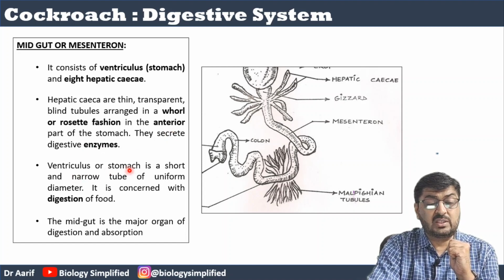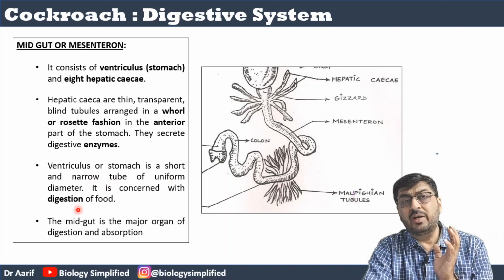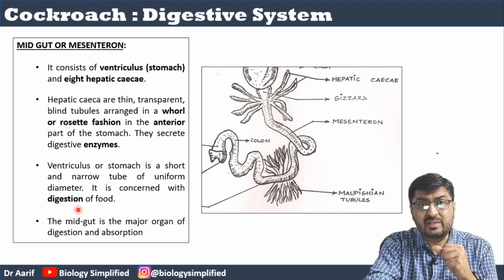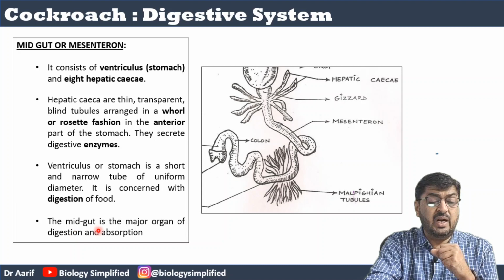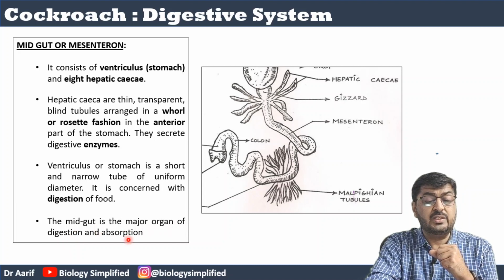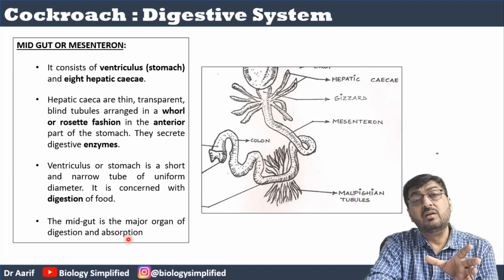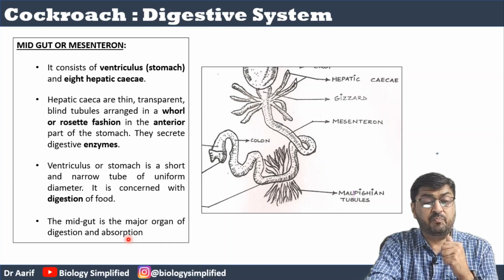What about the ventriculus? Stomach, short narrow tube of uniform diameter. It is concerned with digestion of food, right. Pura ka pura stomach is concerned with digestion. Obviously digestive juices are present through and they are secreted through the hepatic CK. Midgut therefore is the major organ of digestion and absorption, right? So यहाँ पर सारा का सारा digestion होगा through the digestive juices secreted by the hepatic CK, glands of mesenteron, and obviously absorption also will occur here, right?